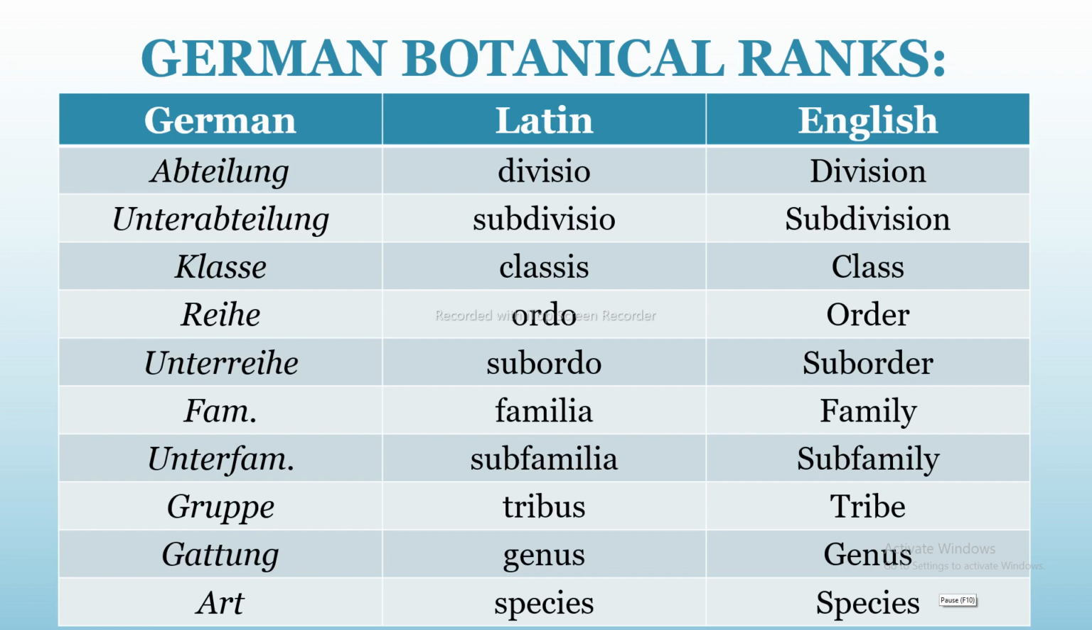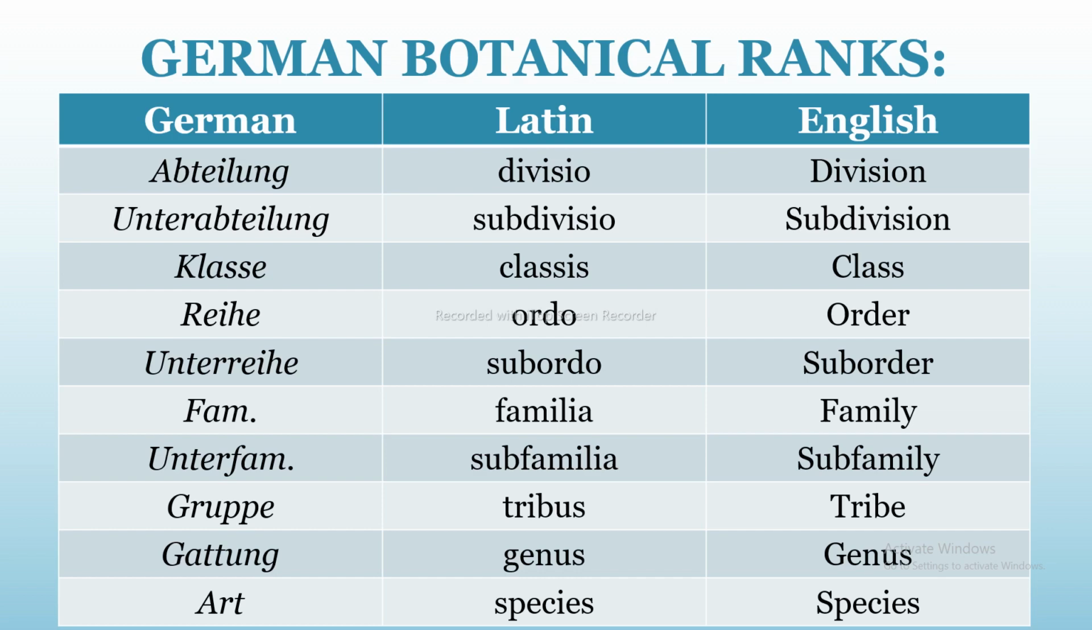So the next is Reihe. Reihe in Latin is pronounced Ordo, but in English it is called order. Next is Unterreihe. In Latin, it is pronounced Subordo and in English it is called suborder. Next is Familie. Familie in Latin is pronounced Familia, but in English it is called family. Next is Unterfamilie. In Latin, it is pronounced Subfamilia, but in English it is called subfamily.